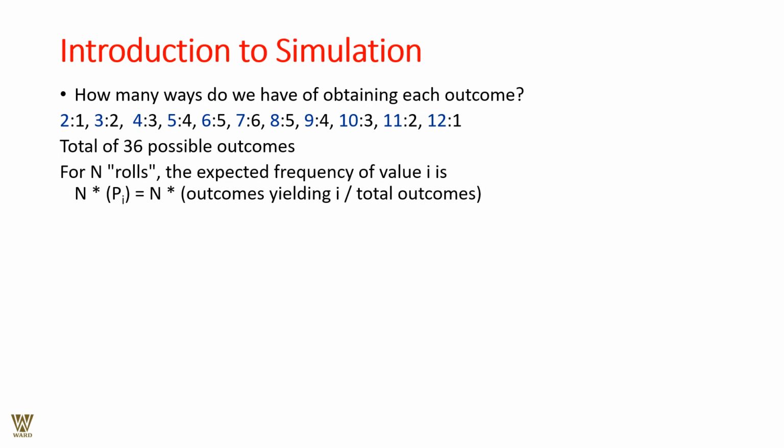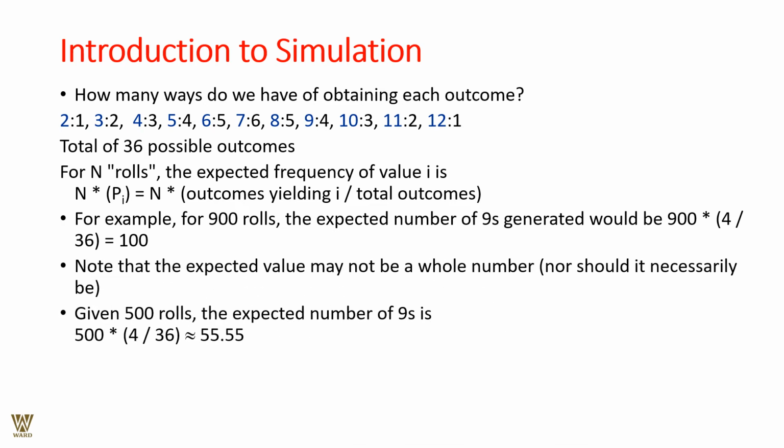For n rolls, the expected frequency of value i is what we are looking into. The number of outcomes yielding i needs to be divided by the total number of outcomes, and this will give me the probability of it happening. For example, for 900 rolls, the expected number of nines generated would be 900 times 4 divided by 36. That means if I roll 900 times, the summation of both the dice would be nine probably 100 times.